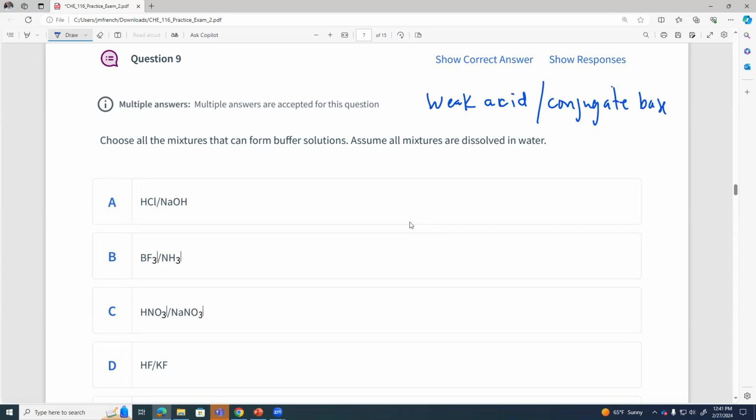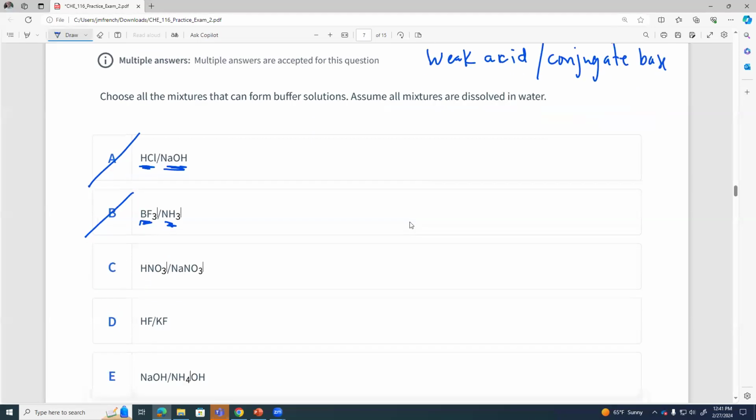Base, right? So for question 9, we have a strong acid. HCl is a strong acid. Sodium hydroxide is a strong base. That is not a buffer. Boron trifluoride is not an acid. We've got ammonia, which is a weak base, and that's it. We don't have our weak acid or the conjugate acid of ammonia in solution. That is not a buffer.